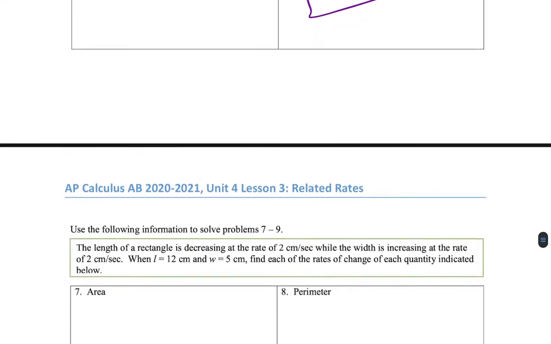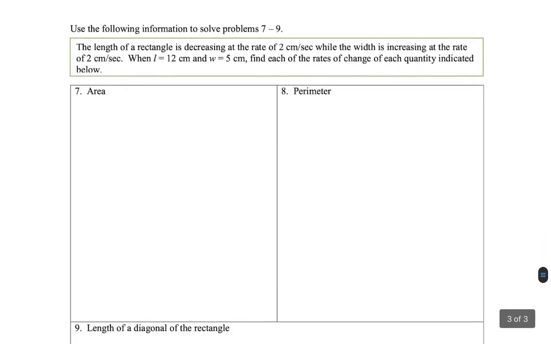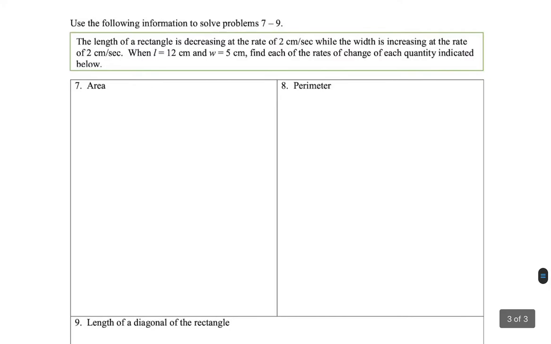Last two more quick examples here. Just wanted you to see one more with rectangles. The length of a rectangle is decreasing at a rate of 2 centimeters per second. So I'll just immediately write that. dL/dt is equal to negative 2 centimeters per second, while the width is increasing at a rate of 2 centimeters per second. dW/dt is equal to 2 centimeters per second.